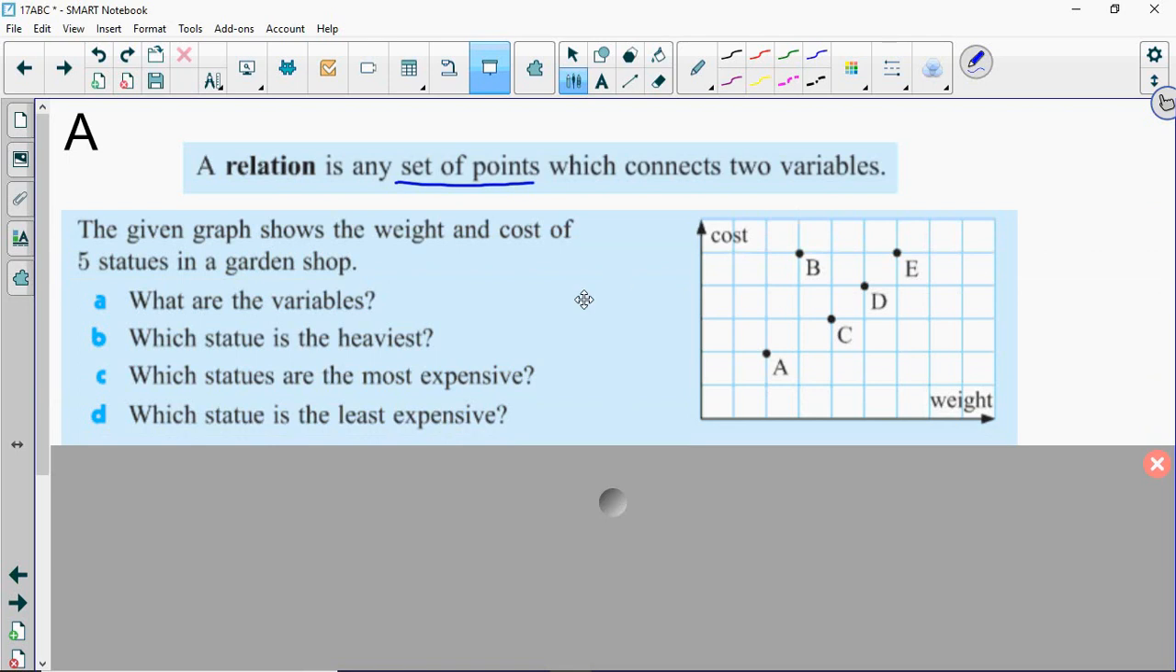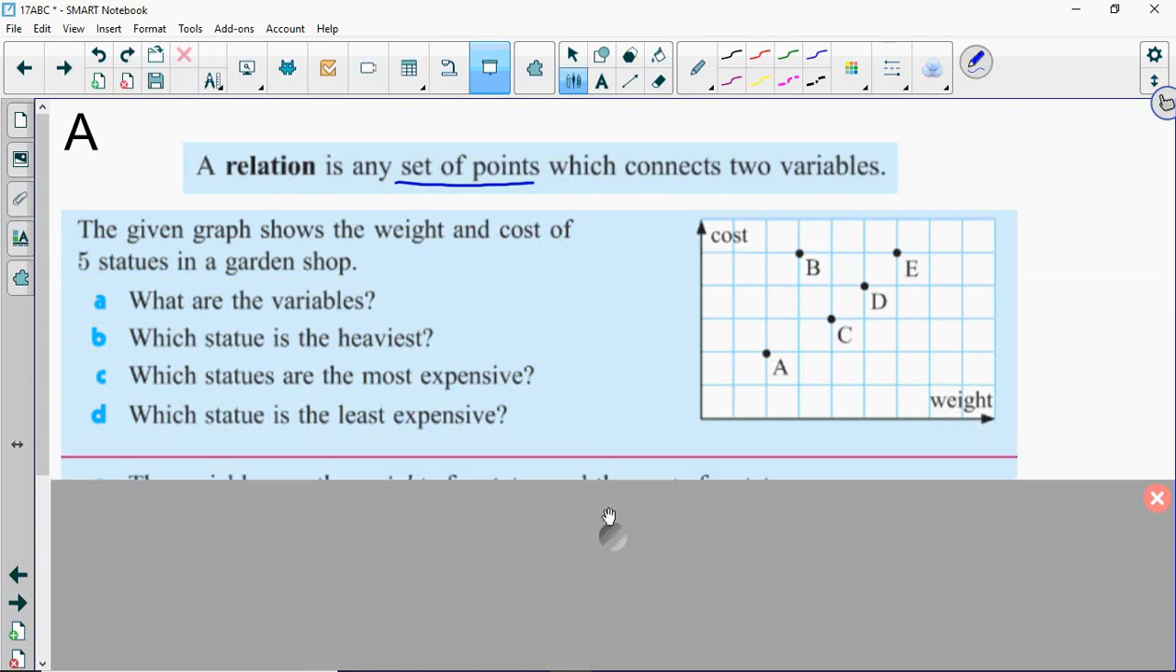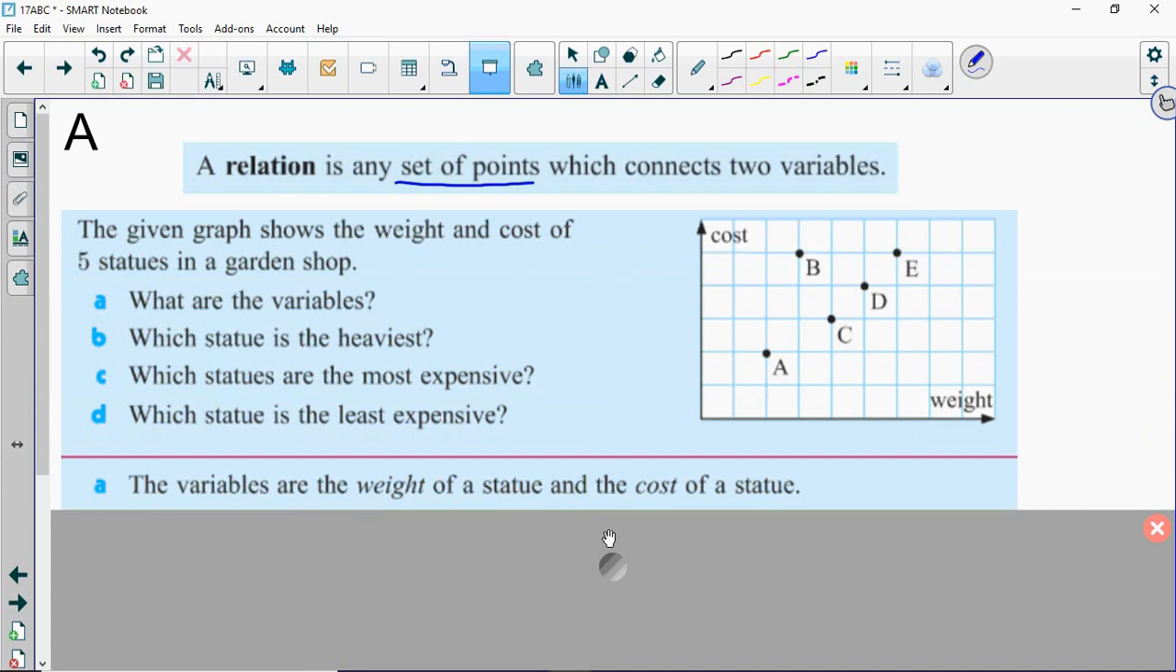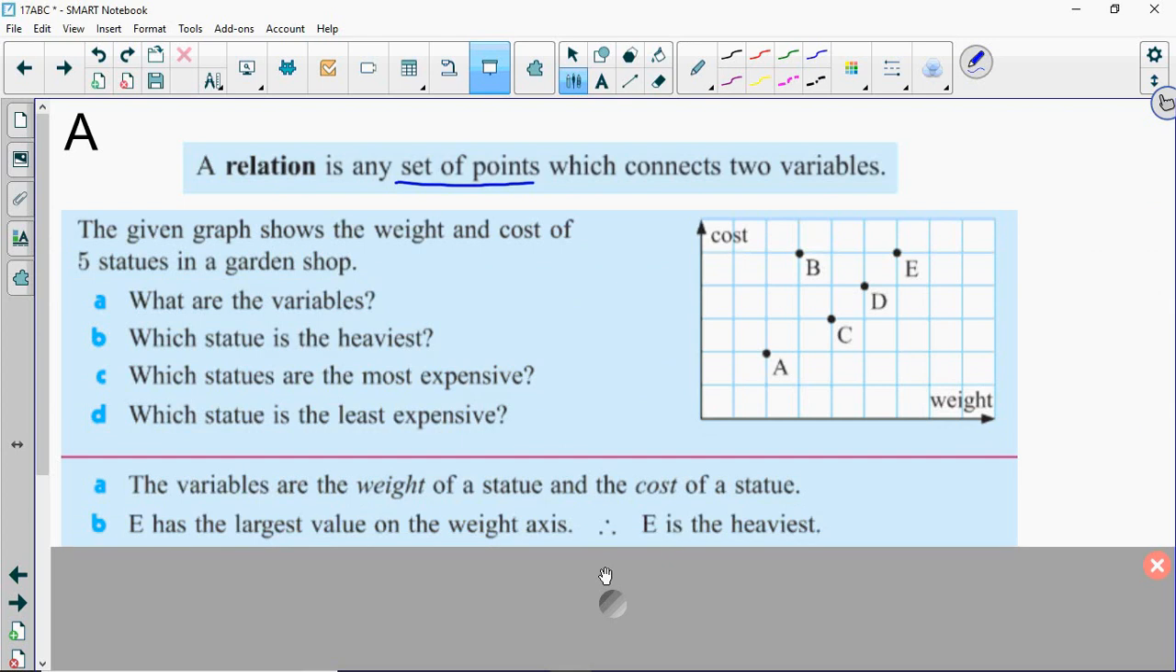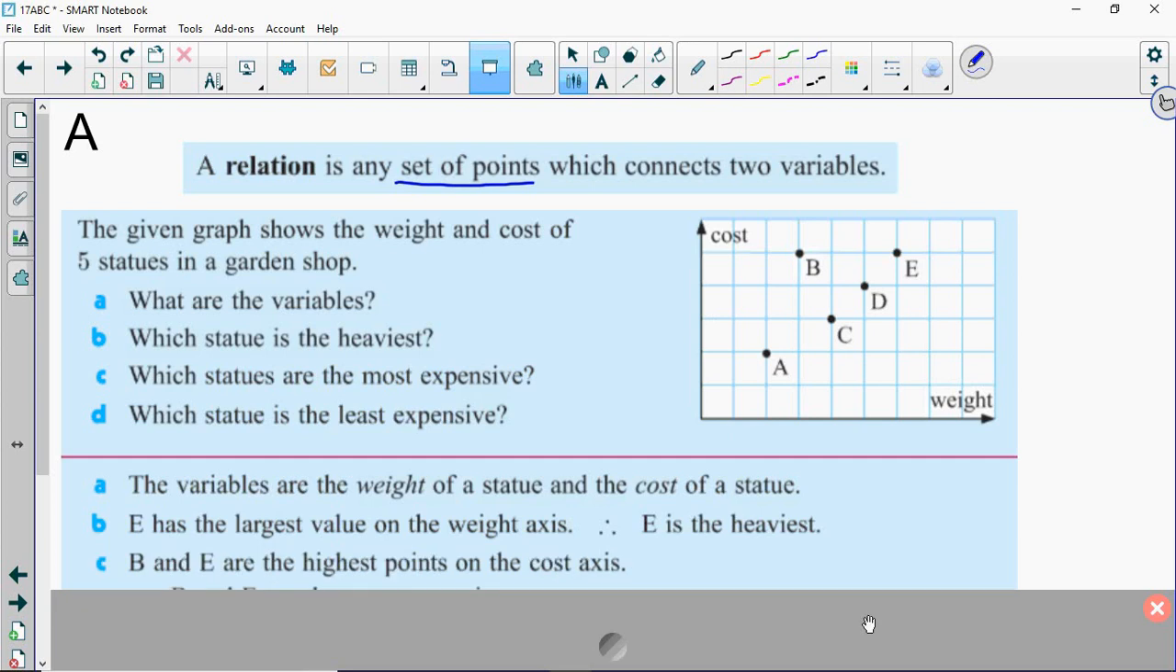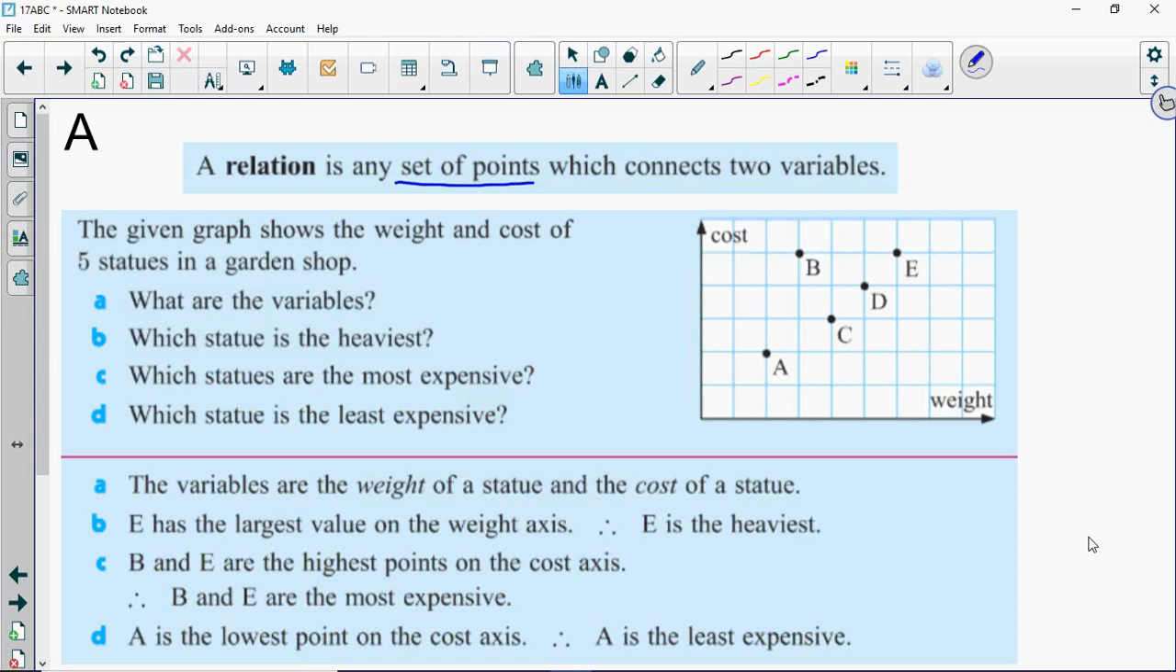Pretty straightforward, I think. What are the variables? The variables are the things that are changing here. That would be the weight of the statues and their cost. Which statue is the heaviest? Okay, pretty clearly from looking at this graph, I think statue E should be the heaviest. Which ones are the most expensive? Again, if we look along the cost axis, statues B and E appear to be the most expensive, and then the least expensive would be statue A.